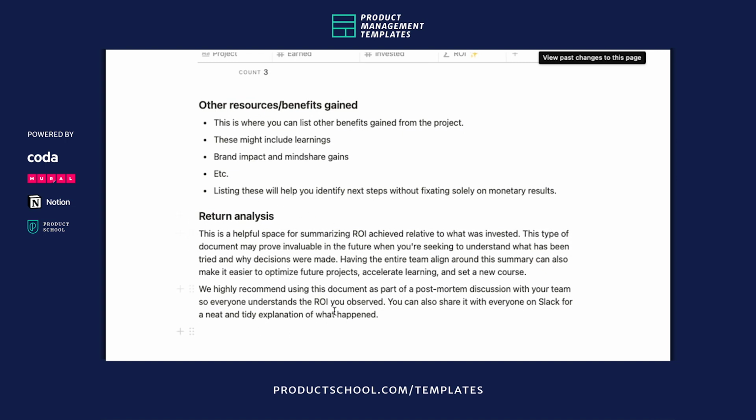And then an area for the analysis of any returns that you did gain. And this is a good space for folks who review this document in the future to really understand where your mind was at and your decision making, so they can pick up that baton and then succeed beyond your days.